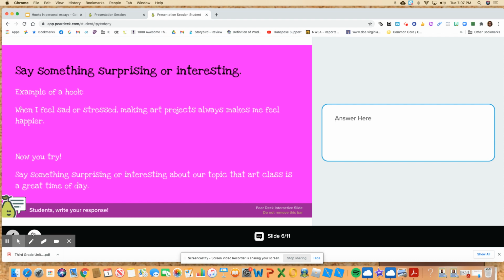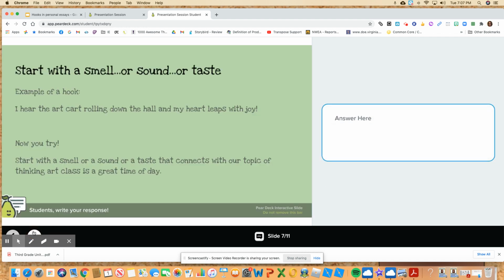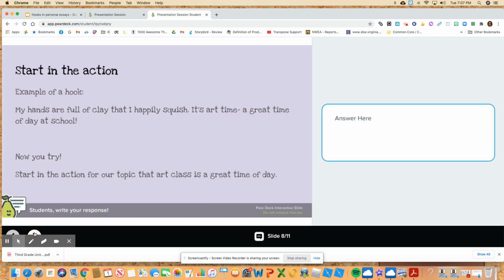Okay, another hook could be to say something surprising or interesting. So my example was, when I feel sad or stressed, making art projects always makes me feel happier. What could students say as a hook that would be surprising or interesting? They can practice right there. Start with a smell, a sound, or a taste. Same thing, students can read my example and then try to write their own.